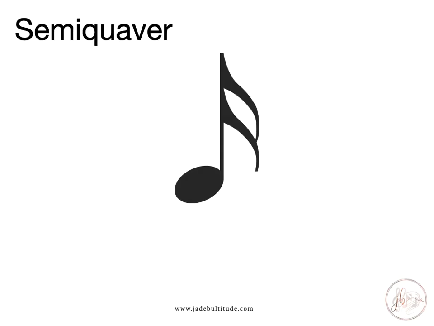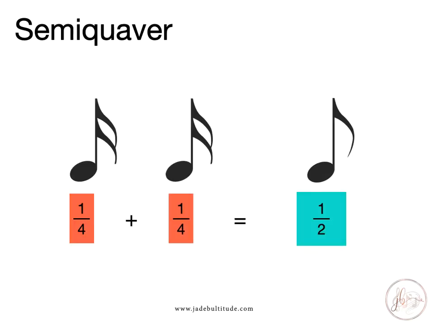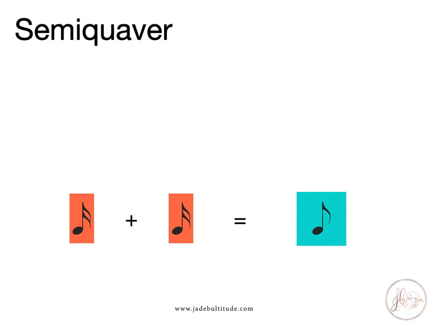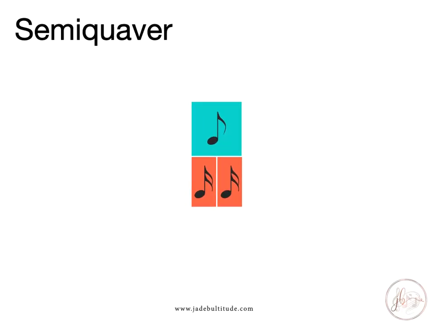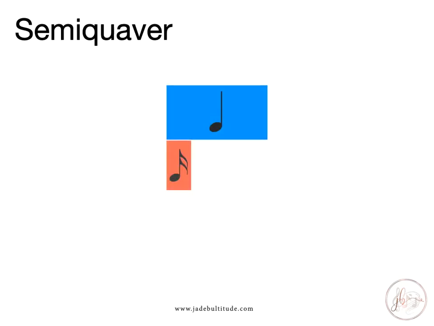But how many beats is a semiquaver? A semiquaver is a quarter of a beat. So if we add our two semiquavers together, this will equal half a beat, which is a quaver. So as you can see here at the top, we have a crotchet, and inside our crotchet we can fit 4 semiquavers.